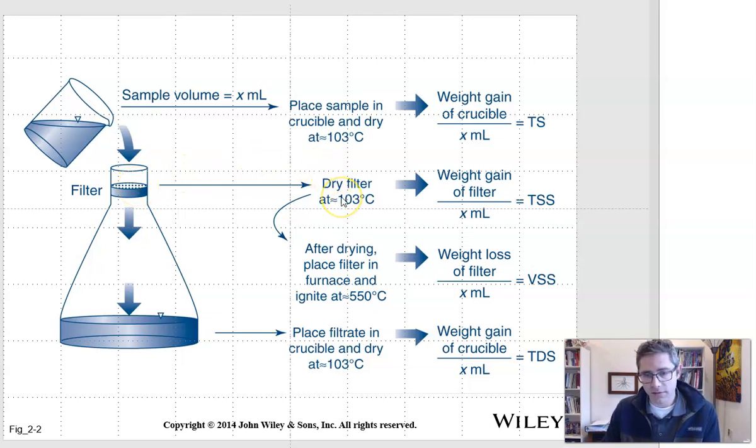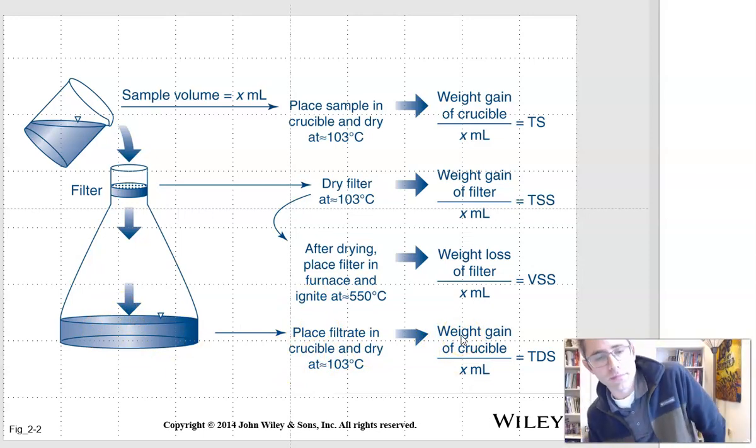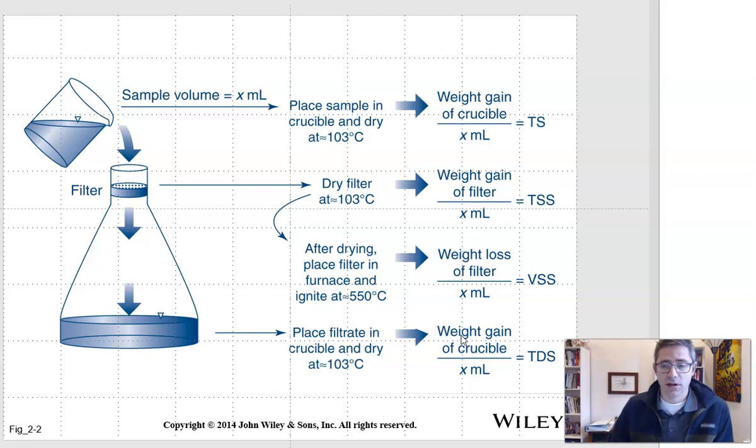If we take what was on the filter and we weigh the filter beforehand, and then we dry the filter and weigh it again, the weight gain will be all of the suspended solids from the sample. So we call that total suspended solids. And then finally, what went through into the bottom of the flask only contains the stuff that was dissolved, not suspended. And so now we can take that and evaporate that off, and whatever we have from there is going to be the total dissolved solids.